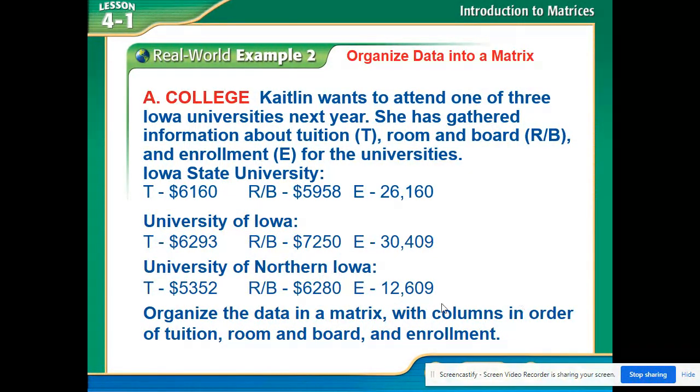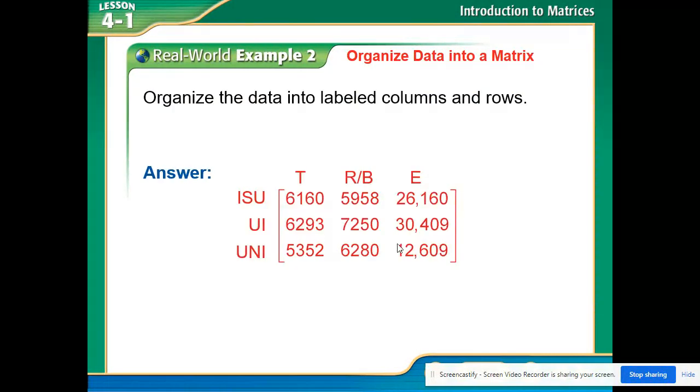So how do we put this data into a matrix? We have 3 different rows and 3 columns. And so it becomes very easy to go ahead and do this. Now we can go ahead and label them. As you see, this is very much just like a spreadsheet.